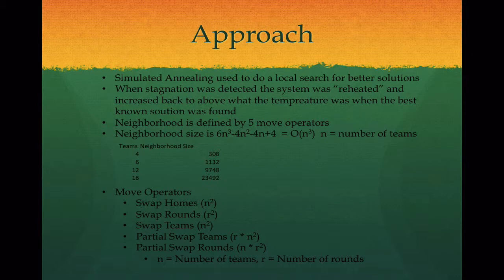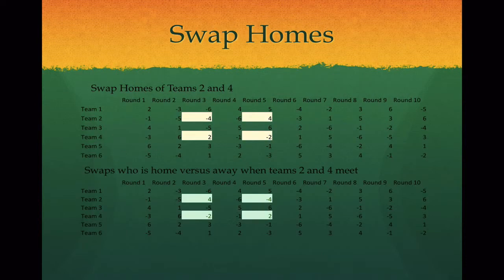As you can see, the neighborhoods were quite large. Just 4 teams was a neighborhood of over 300, while when you got up to 16 teams, the neighborhood was over 22,000. Here's an example of swap homes. As you can see, it simply takes 2 teams and swaps when they play at home.